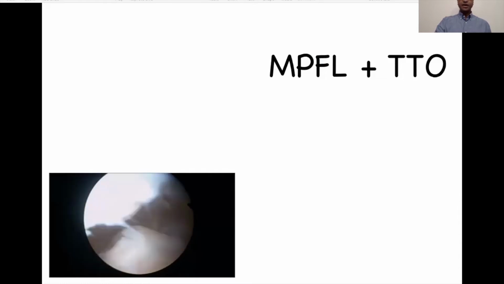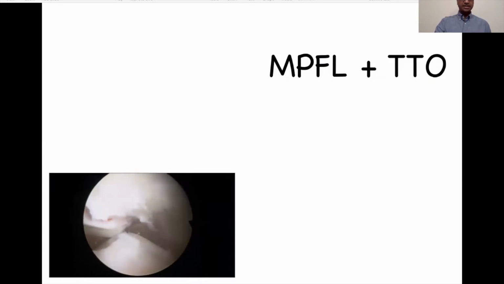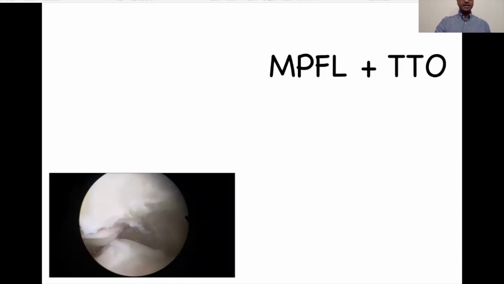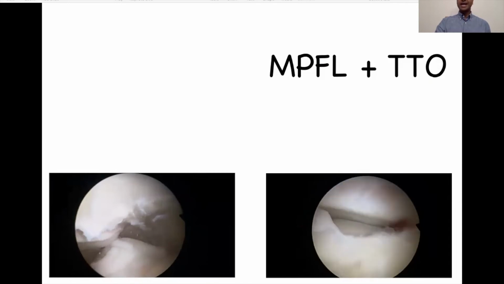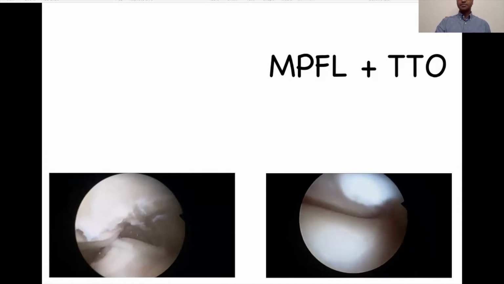When there is significant patellar instability, as you see in this case, the patella is dislocated laterally and is not in the joint at all. This is through the supralateral arthroscopy. You have to combine MPFL reconstruction and tibial tubercle osteotomy. And you can see that after such a procedure, we can get excellent patellar tracking as viewed from the supralateral arthroscopy.